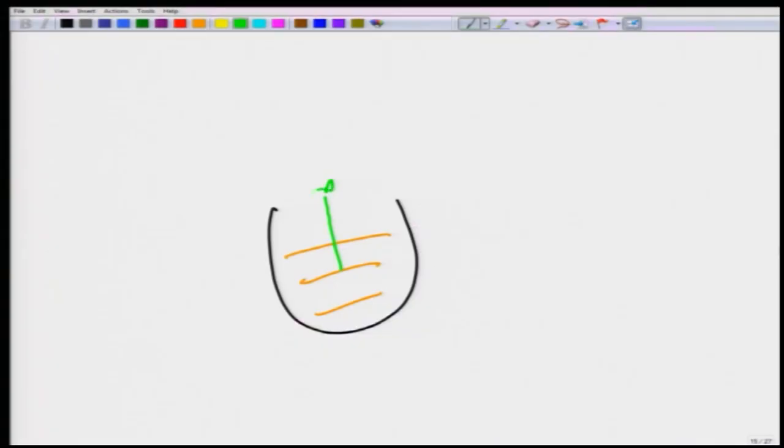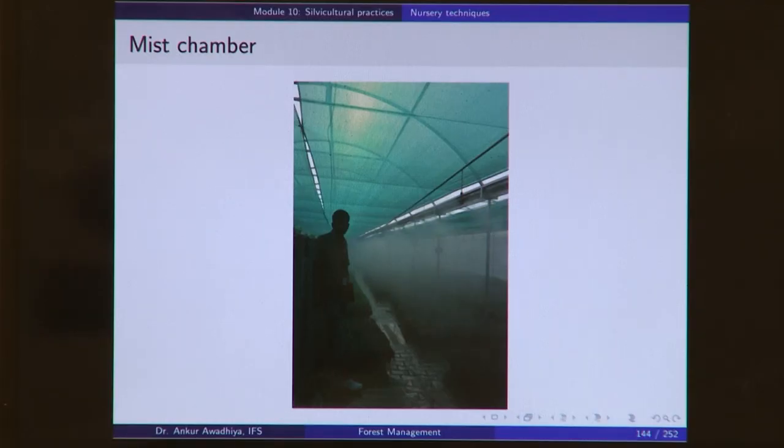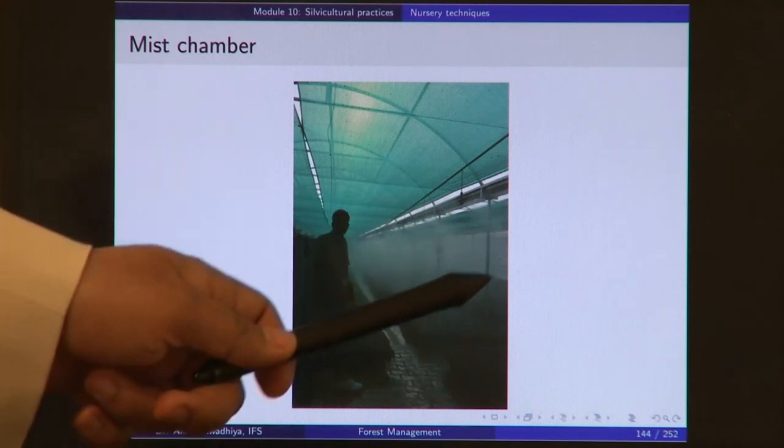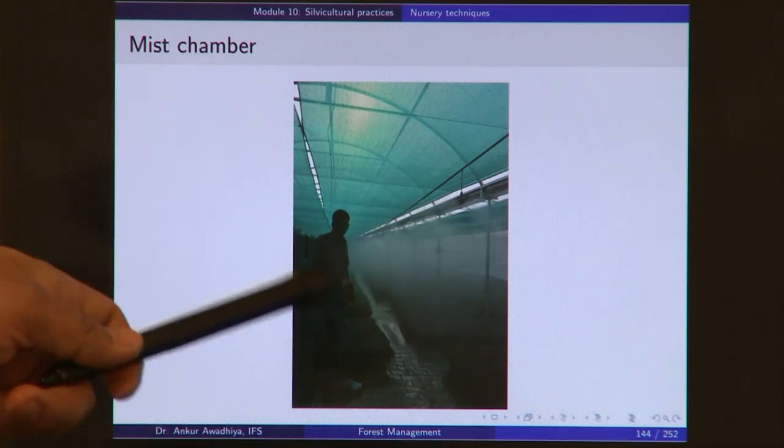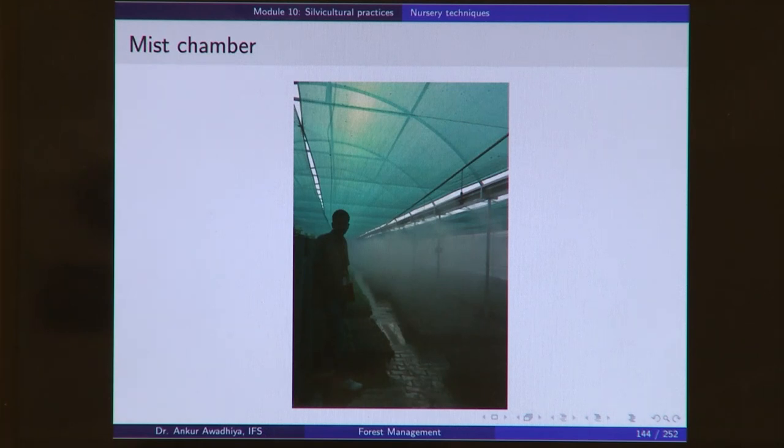So, we keep such plants in a mist chamber where you have 100% humidity, so that there is no loss of water because of evaporation. And we keep it till the time that it is able to develop the leaves and the roots. So, this is a mist chamber, and this is how a mist chamber looks while in operation. Here we can see that there is a mist of water that is now surrounding these plants, because of which there will not be any loss of water because of evaporation.